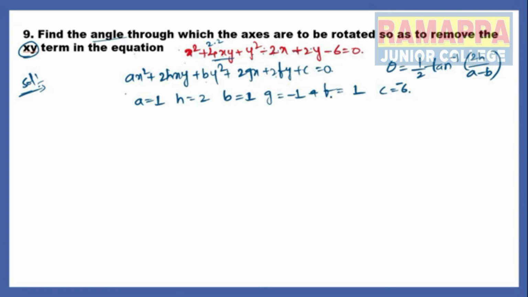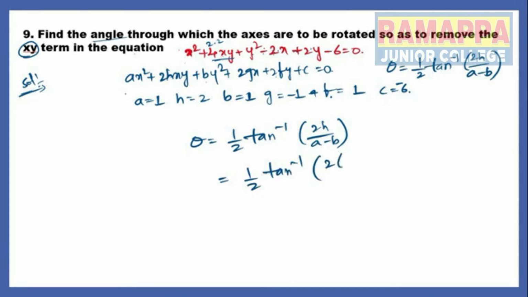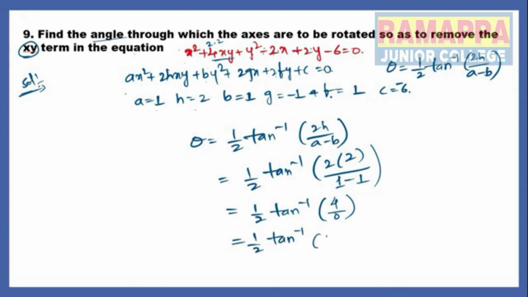So we got a is equal to b is equal to 1, already we got this. So theta is equal to 1 by 2 into tan inverse of 2h by a minus b. In this formula we substitute: 1 by 2 into tan inverse of 2 into h, which is 2, divided by a minus b, a is 1, 1 minus 1. It will become 1 by 2 into tan inverse of 4 divided by 0. 4 divided by 0 will become infinity. So 1 by 2 into tan inverse of infinity.